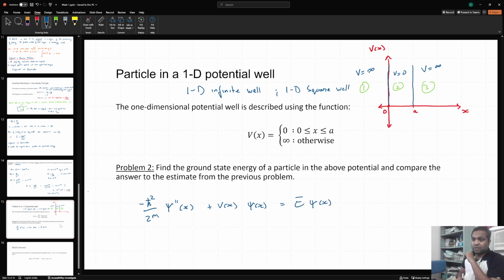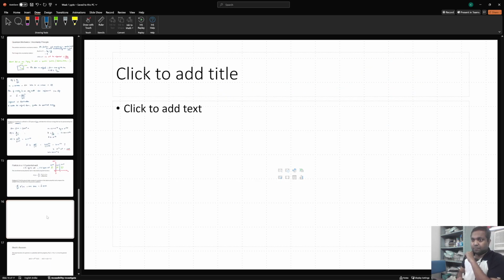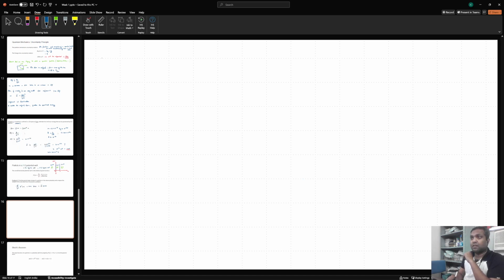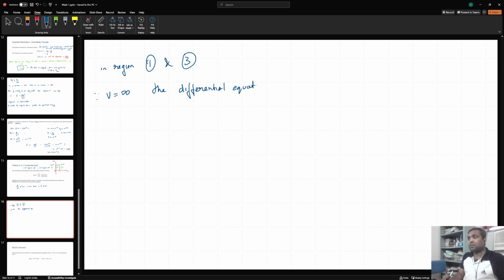Now, in regions 1 and 3, since v is equal to infinity, the differential equation is poorly defined. Or rather, I shouldn't say the differential equation is poorly defined. The differential equation has no proper solutions.